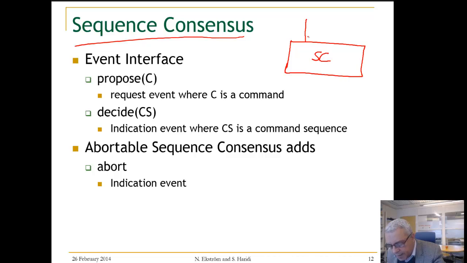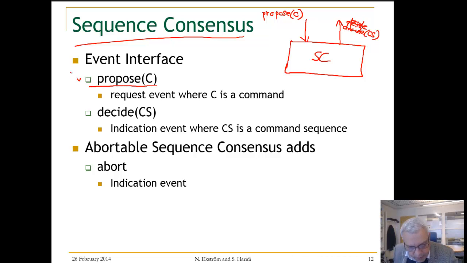A process can propose a command, and it can get a decide on a sequence of commands. So it proposes a command, which is a request event, and then it decides on a sequence of commands. Once it proposes another command, it will decide again on a longer sequence of commands. That is the point. Decisions are happening by growing sequences of commands.